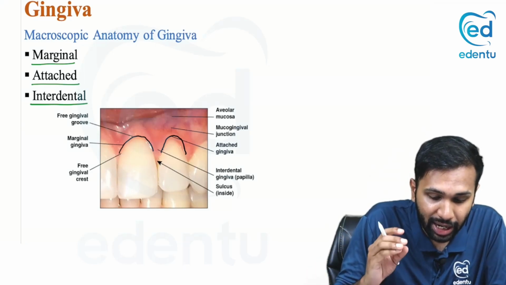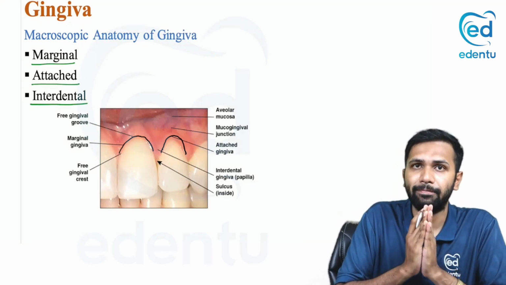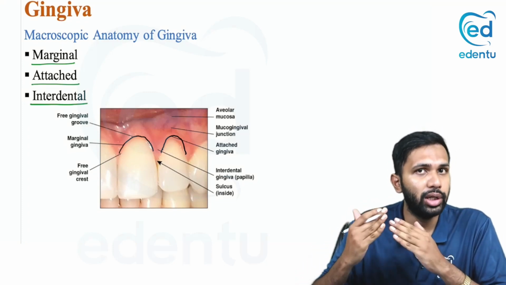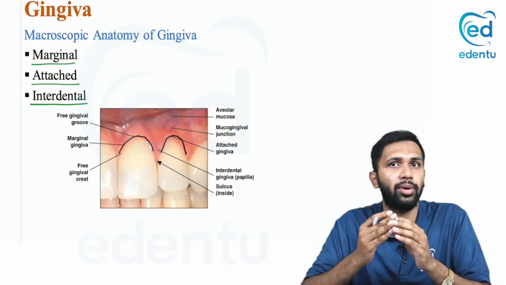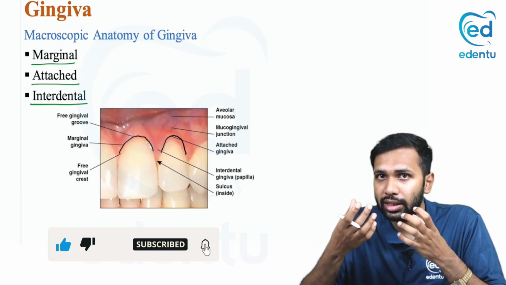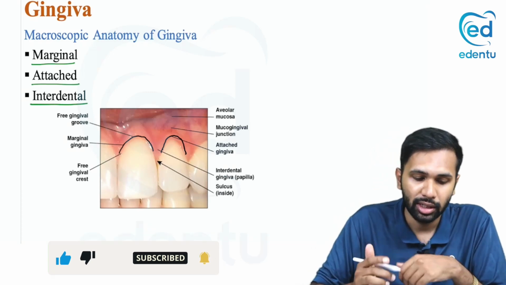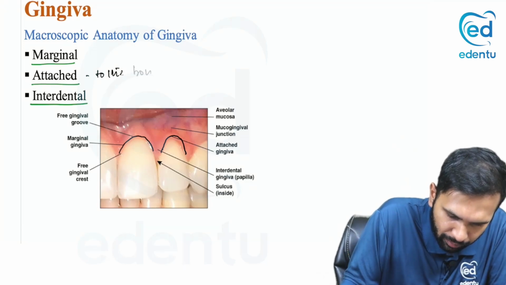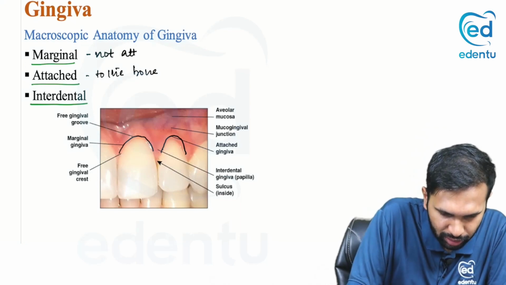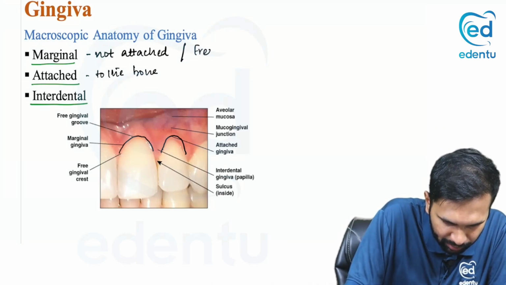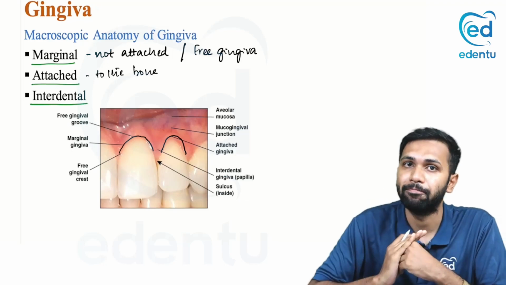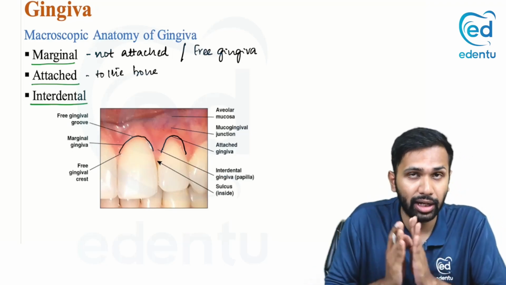Whereas the second thing is attached gingiva. As the name suggests, it is attached to the underlying bone. I told you gingiva is covering the alveolar process of the maxilla or mandible, and it is the attached portion of the gingiva which holds it attached to this alveolar process. Whereas marginal gingiva is not attached. That is why it is also referred to as free gingiva. It is not attached anywhere. It is freely movable.